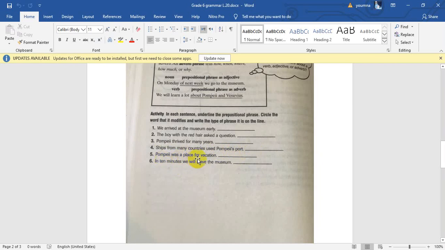Bombay was a place for vacation. Okay, what kind of place is it? It's a place for vacation, so it will be an adjective phrase. In 10 minutes we will leave the museum. In 10 minutes, it's the prepositional phrase, so it's telling us when, so it will be an adverb phrase.